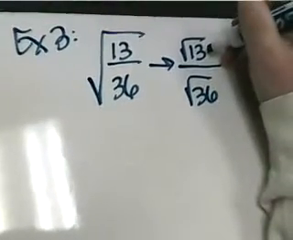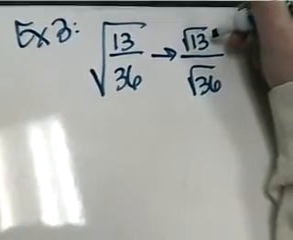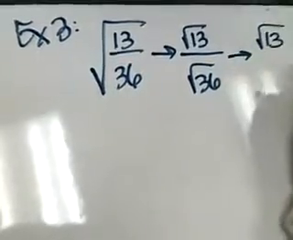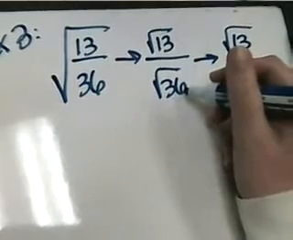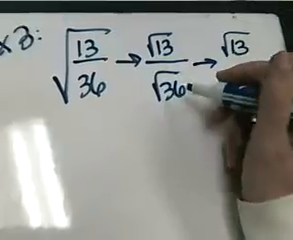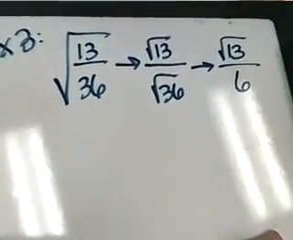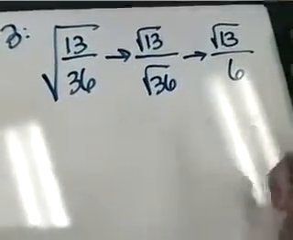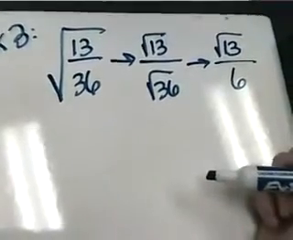Well, what do you guys know about 13? 13's prime. So you couldn't do tree method on him, and you're not going to be able to do perfect square method on him. Right from the beginning, he's simplified. There's nothing else you can do for him. And what do you notice about 36? 36 is a perfect square. You should know what the square root of 36 is. 6. There's my final answer. I didn't need to do tree method on either one of those because 13 is prime. That means I can't do anything there, and 36 was a perfect square.